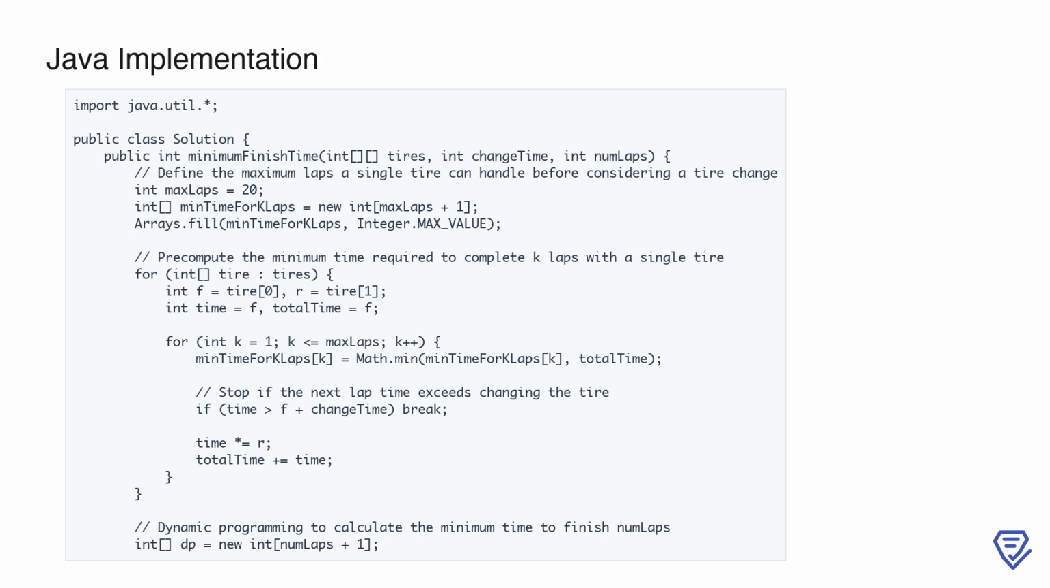Next, we iterate over each tire in the tires array, where each tire is represented by an array containing f, the time to complete the first lap, and r, the multiplier that increases the time for subsequent laps. The goal here is to pre-compute the fastest possible time to complete up to maxLaps using a single tire. Inside the loop, we calculate the time for each lap and accumulate it into total time. If at any point the time for the next lap exceeds the cost of changing the tire, we break out of the loop, as it is no longer optimal to continue with the same tire. This pre-computation ensures that we have the minimum times readily available for the dynamic programming step that follows.